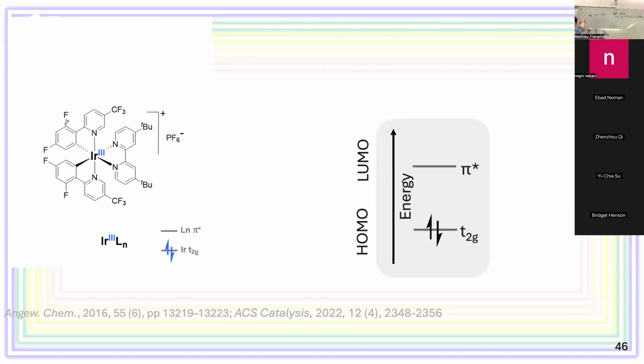So now you have this arrangement here, but then the pi star is actually lower in energy than this, or at least it's more accessible. So let me draw somewhere here.